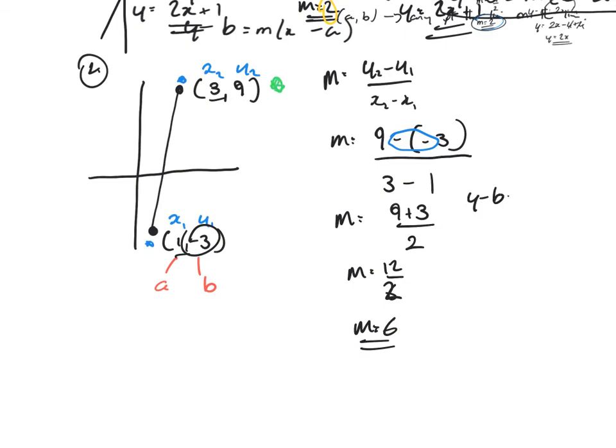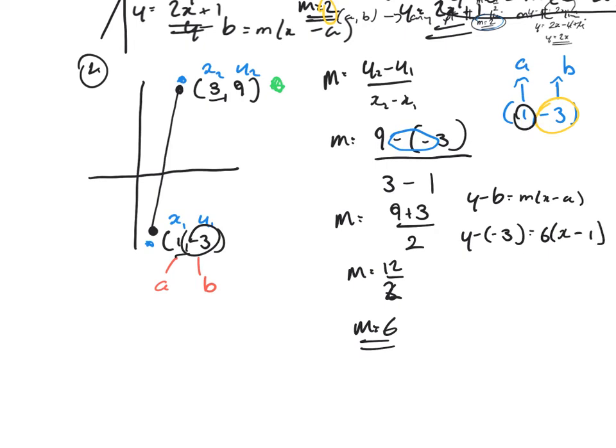So y minus b equals m bracket x minus a. And I'm using the point 1, minus 3 to be a, b. Okay, so y minus b, y minus minus 3, so it's not y minus 3, it's y minus minus 3 is equal to the gradient m, which is 6, bracket x minus a, minus 1.